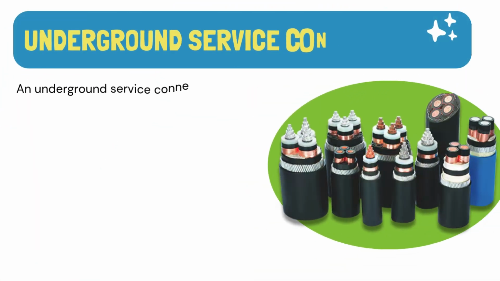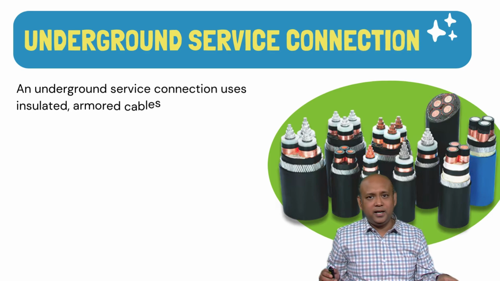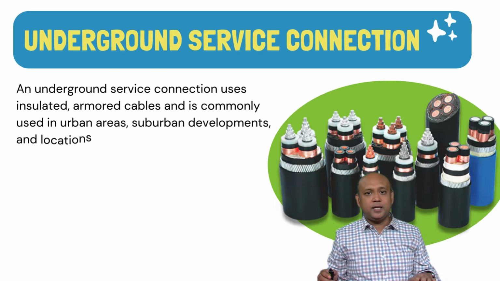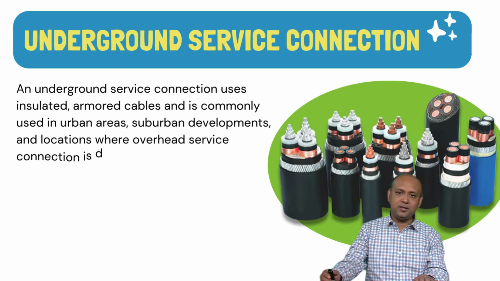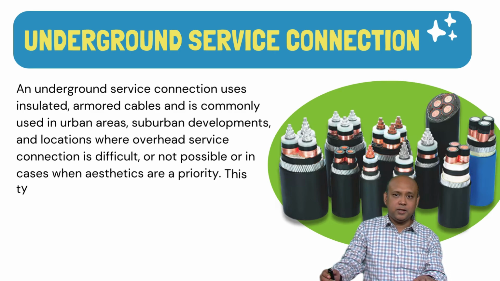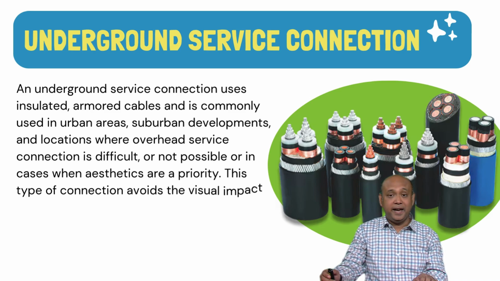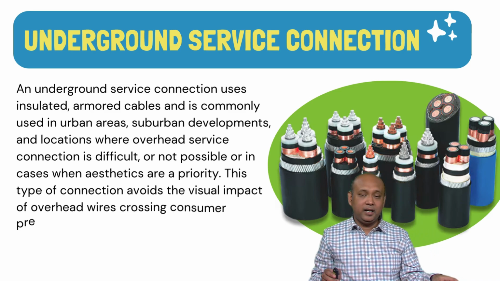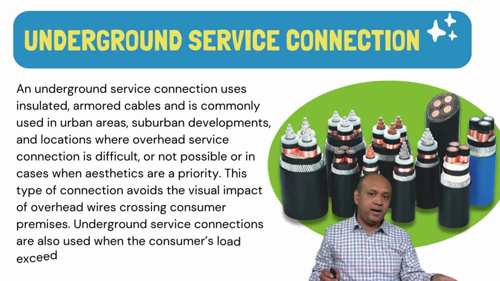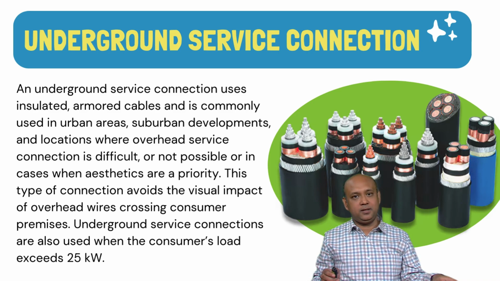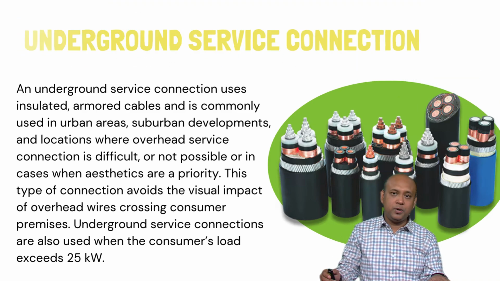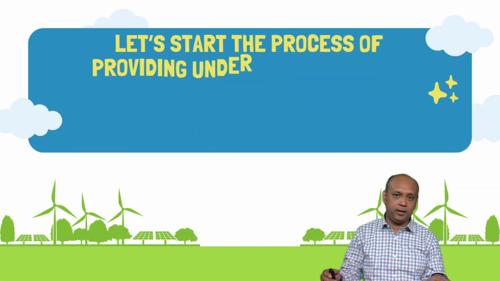An underground service connection uses insulated armored cables and is commonly used in urban areas, suburban developments and locations where overhead service connection is difficult or not possible, or in cases when aesthetics are a priority. This type of connection avoids the visual impact of overhead wires crossing consumer premises. Underground service connections are also used when the consumer's load exceeds 25 kilowatt.